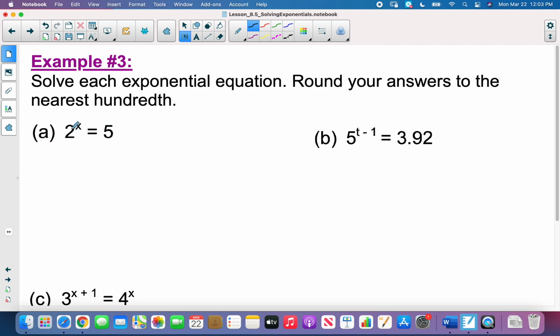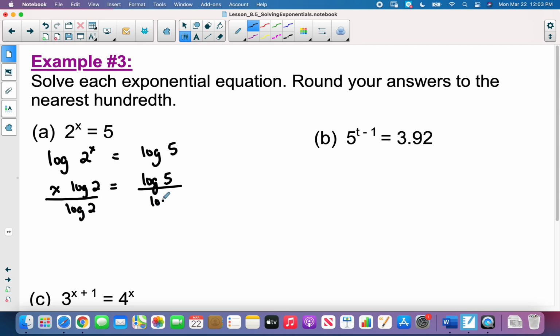So solve for x if 2 to the power of x equals 5. We're going to do logs on both sides. Log of 2 to the power of x equals log of 5. Bring the x here. x times log 2 equals log 5. You divide both sides by log 2 to isolate the x. And x is equal to log 5 divided by log 2, which is 2.32. So use your calculator for this answer.